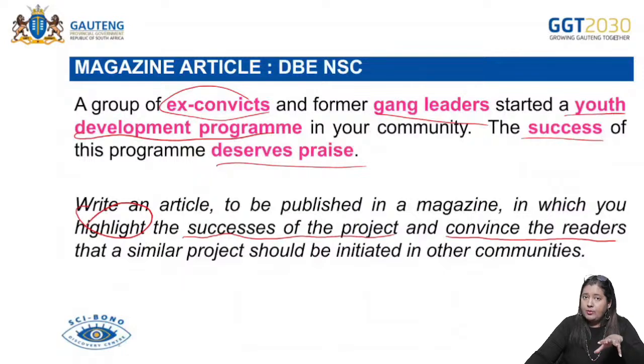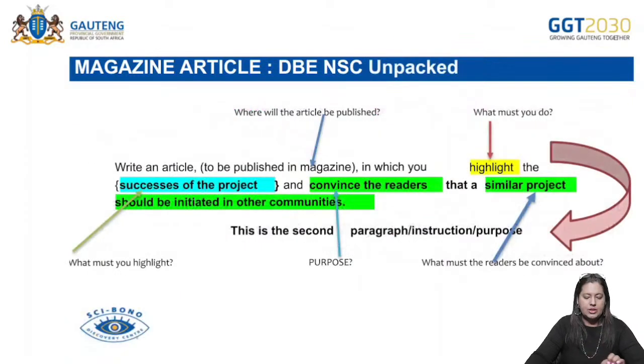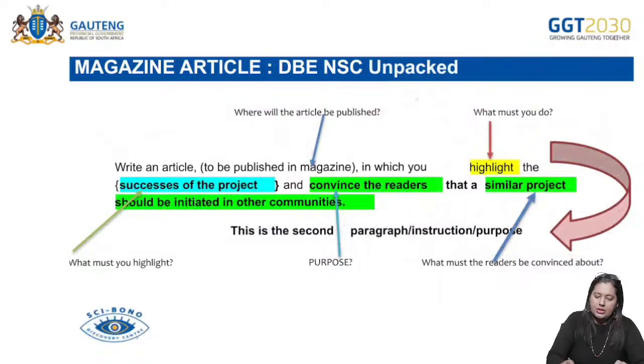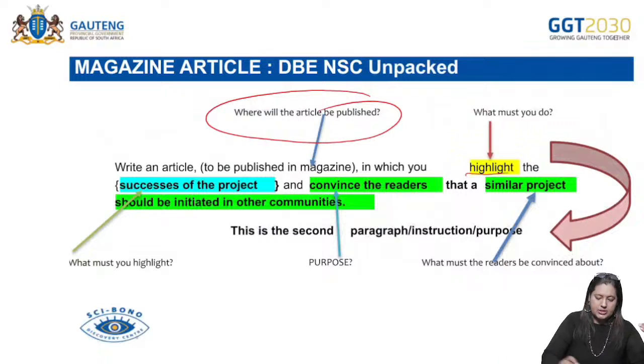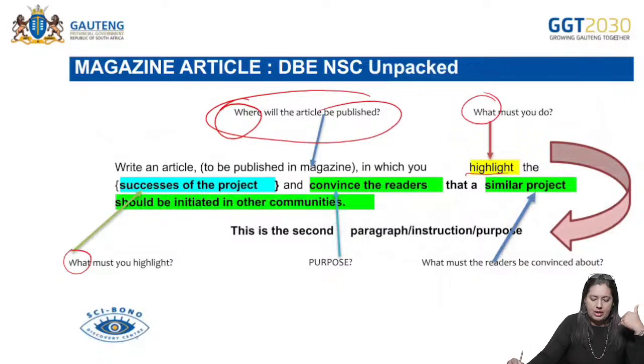So you already can see where I'm going with this, using the W's and the H, for example, okay? So the purpose has to be noted, all of those things. So write an article to be published in a magazine. So here's the question. Where will this article be published? In a magazine, in which you are going to do what? Highlight. So what must you do? You're going to highlight, give important information about the success of the project. So where, what, and what must you highlight?